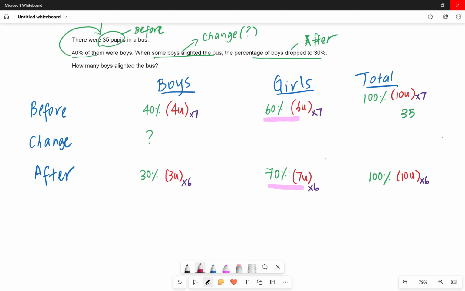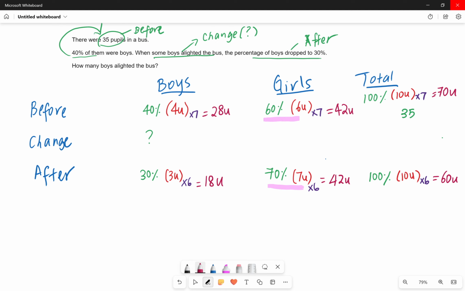Now 4u times 7 for the before boys, we end up having 28u. For girls, 6 times 7 brings us to 42u. And the total in the before column will be 70u. Now let's look at the after row. 3u for the boys times 6 gives us 18u. 7u for the girls times 6 gives us 42u. And of course, the total 10 units after brings us to 60u.